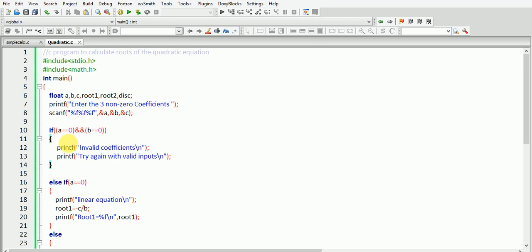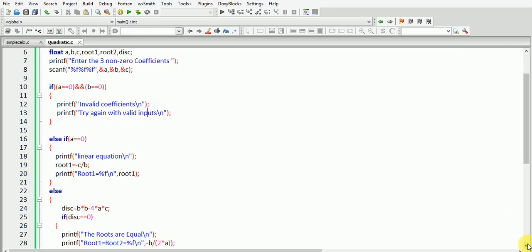Now as we saw in the condition, when the user enters A equal to 0 and B equal to 0, we are not going to get any roots. So we need to display a message that it is an invalid coefficient, and to try again with valid inputs, because we cannot find roots for A equal to 0 and B equal to 0. Otherwise, if the user enters A equal to 0, then we get a linear equation where the root will be minus C divided by B.